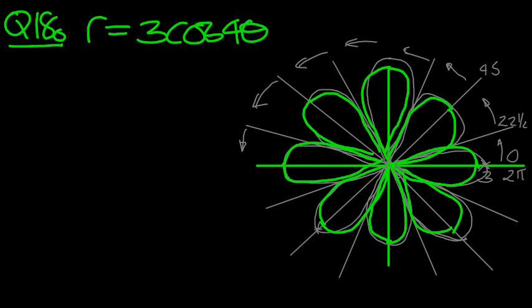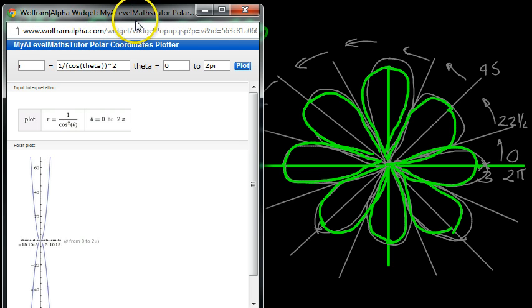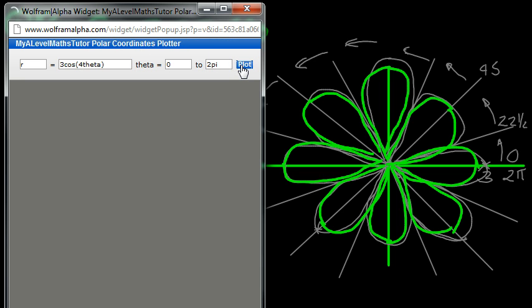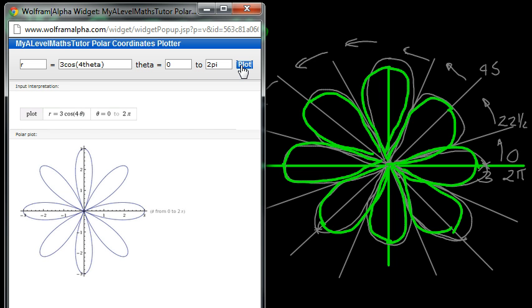So let's get the plotter then. 3 cos 4 theta, was it? Yeah, 3 cos 4 theta then. 3 cos 4 theta. Let's do that then without further ado. 3 cos 4 theta. There we go, from 0 to 2 pi, and we should be able to generate the plot. We only went round once. 1, 2, 3, 4, 5, 6, 7, 8. Good.